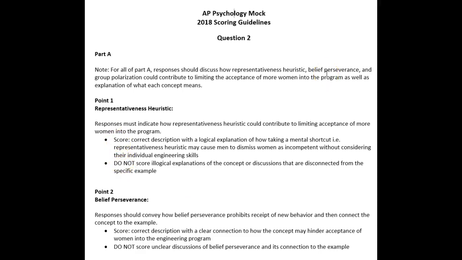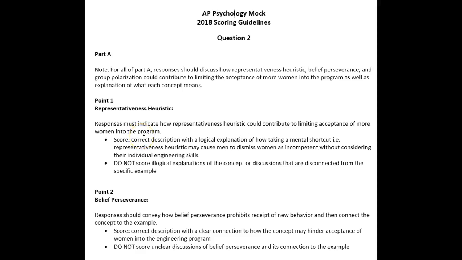Students must discuss the connection to limiting the acceptance of more women into the program when they discuss each of the points. So for representativeness heuristic, their responses should include how limiting acceptance of more women could result from representativeness heuristic, in that the people on the determining committee could just take a mental shortcut based on what they know about women and just go from A to Z saying, oh no, they wouldn't be able to be successful in this program, of course, without actually considering individual gifts, talents, skills, etc.